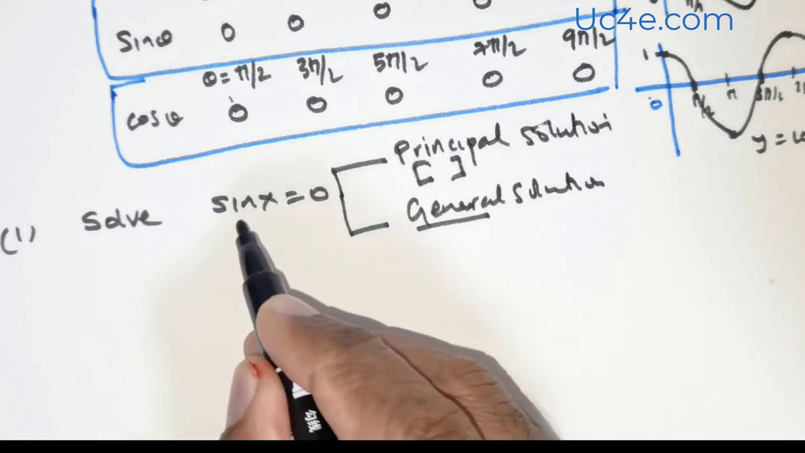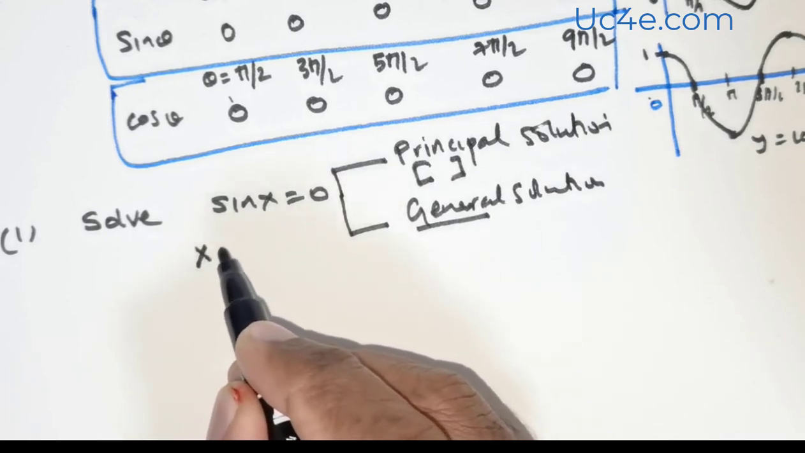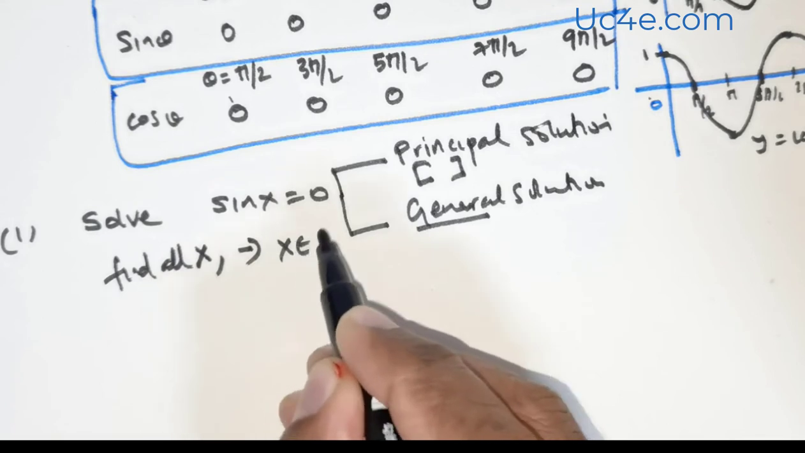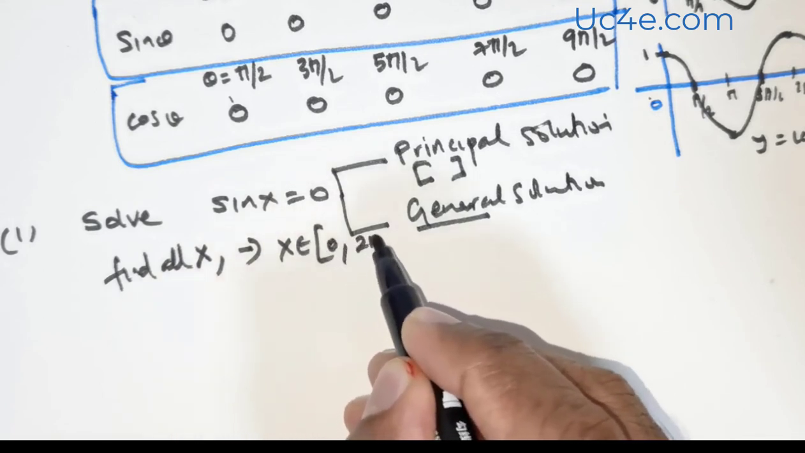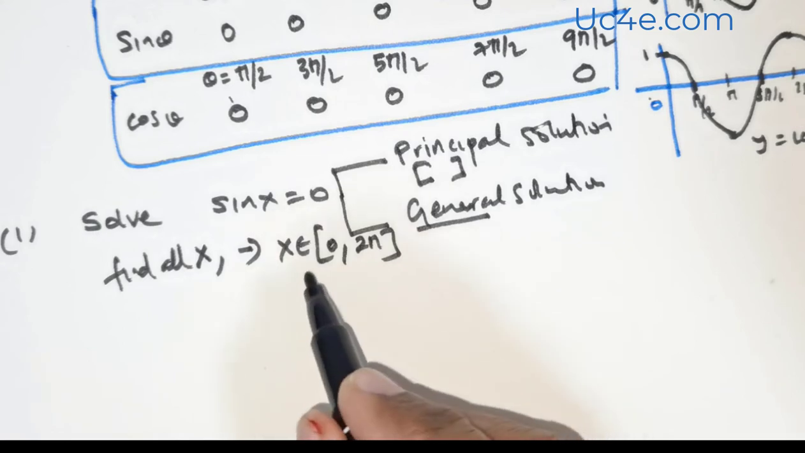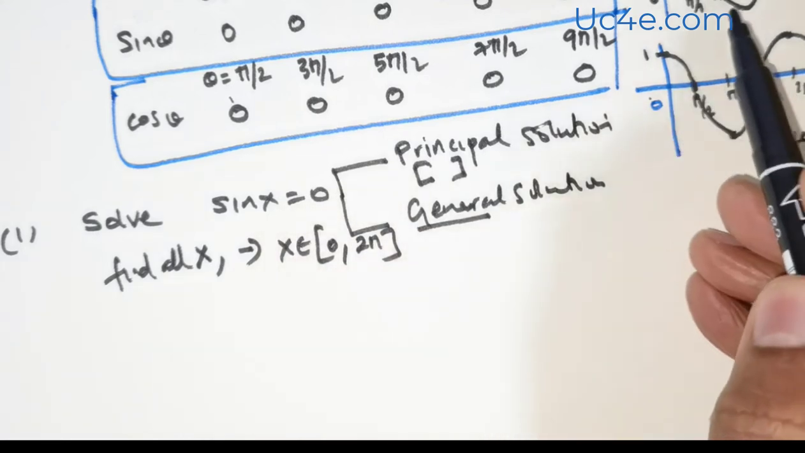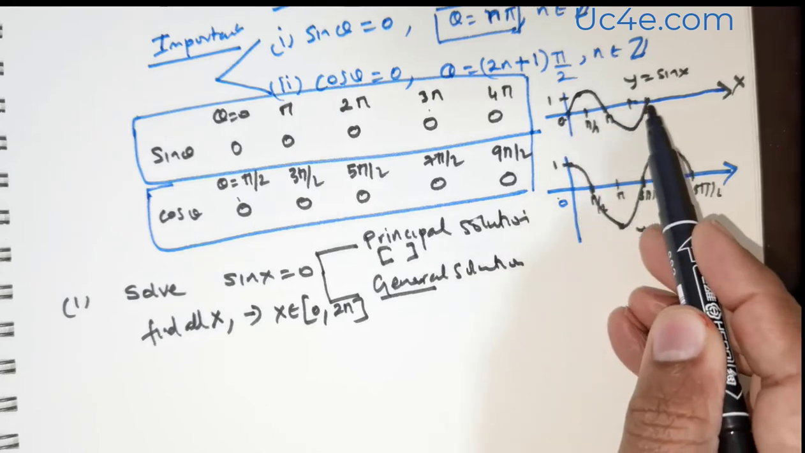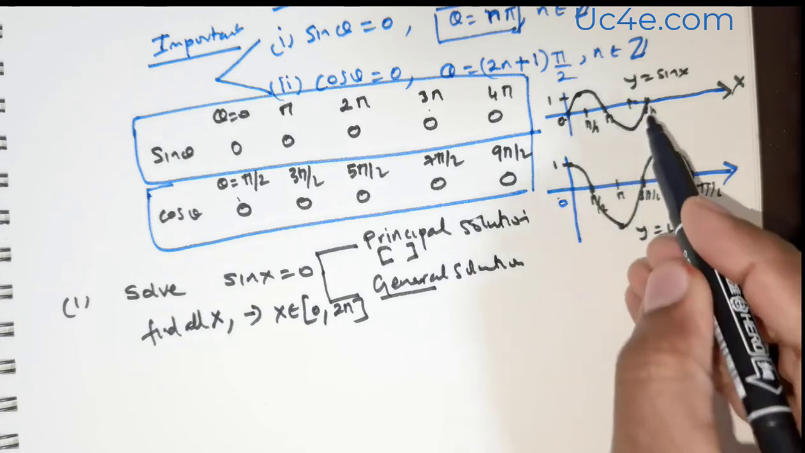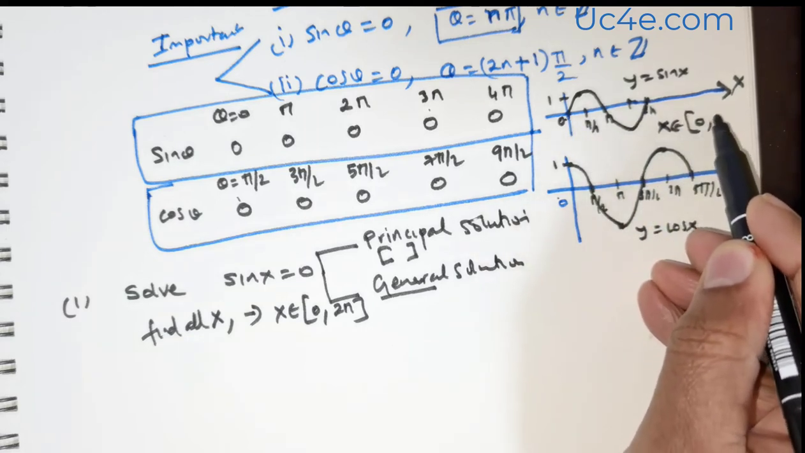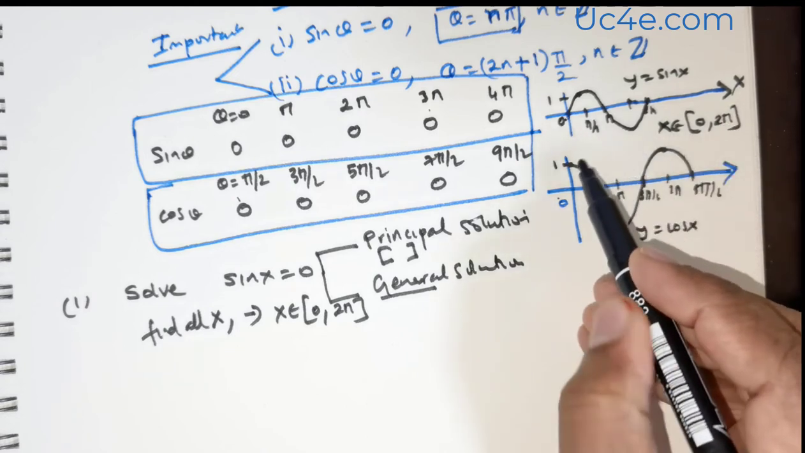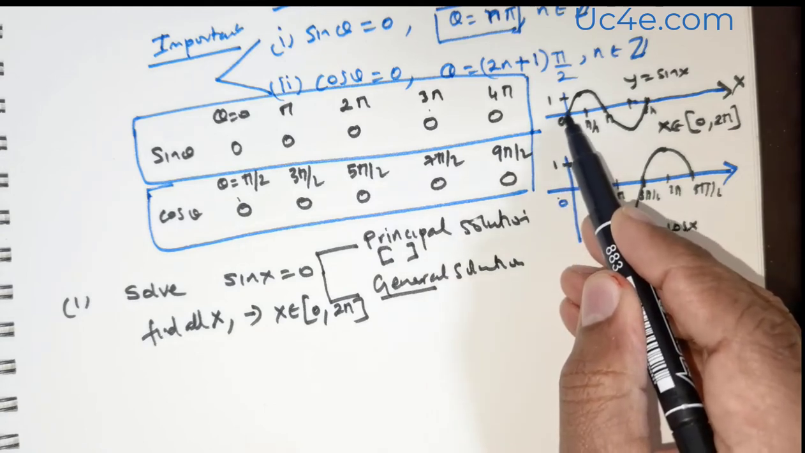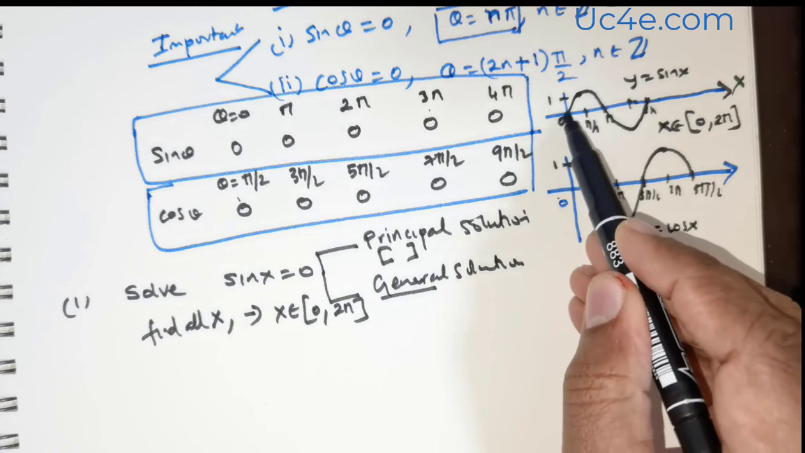So in this case you got sin x is equal to 0. Now suppose they had given you: find all x such that x is contained in the interval 0 to 2 pi. If this were the question, clearly they have specified the interval. Now if you look at the graph of sin x, you can clearly see sin x starts at 0 and ends at 2 pi. So this is exactly for all x contained in the interval 0 to 2 pi. Now if you were to write down the solutions, clearly you can see that at x is equal to 0, sin x hits the origin at 0.